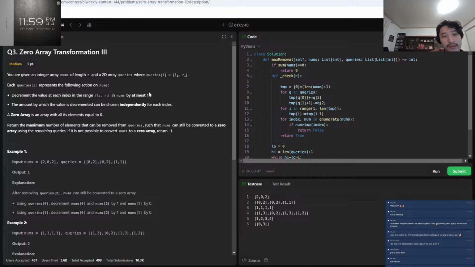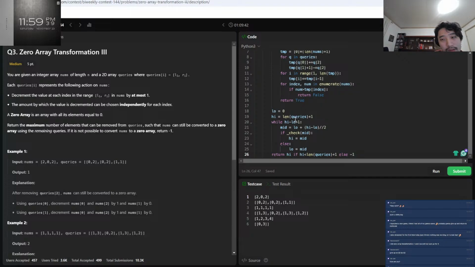Fuck, how would I be able to do this though? I had to think for a while.